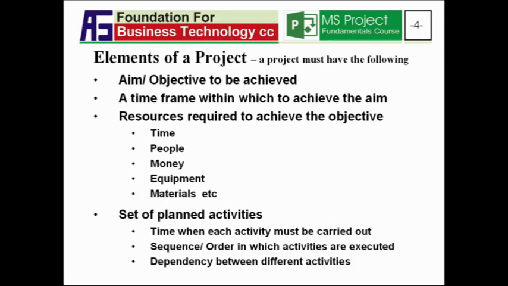Secondly, we need to determine the sequence or the order in which the activities are to be executed. There are some activities that depend on the completion of others. For example, when we are constructing or renovating a building, plastering must be completed and dried before the painting can start. So we can say that the painting activity is dependent on the completion of the plastering activity.